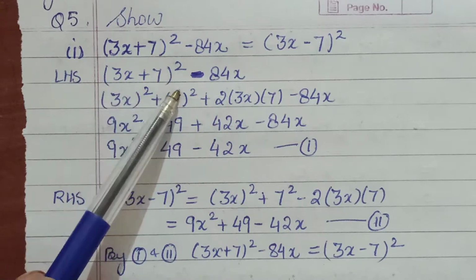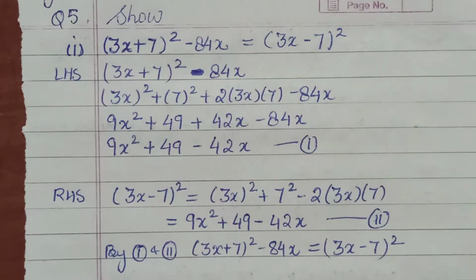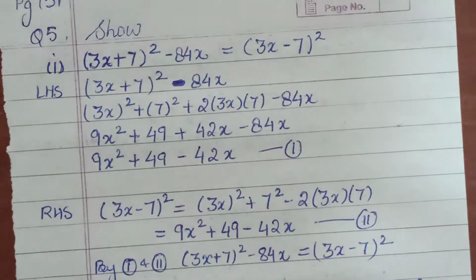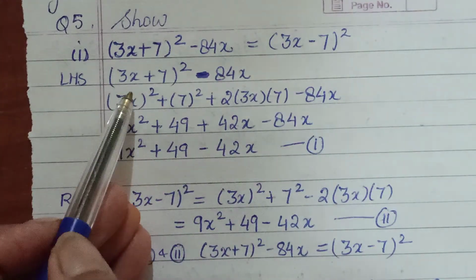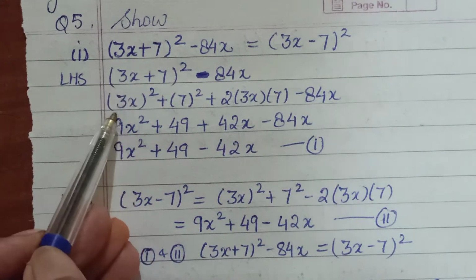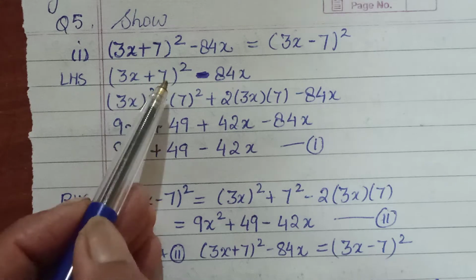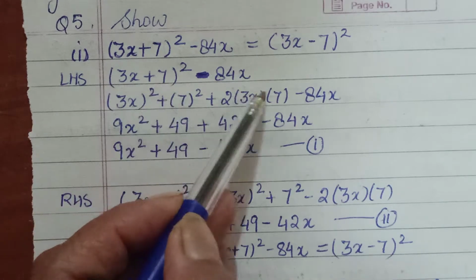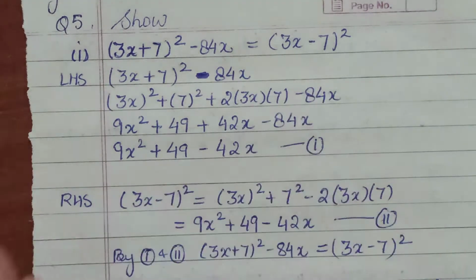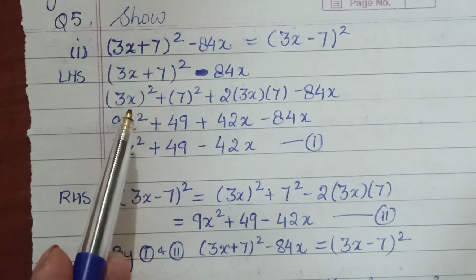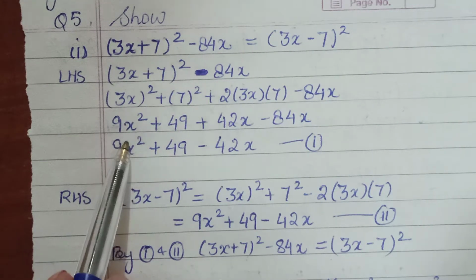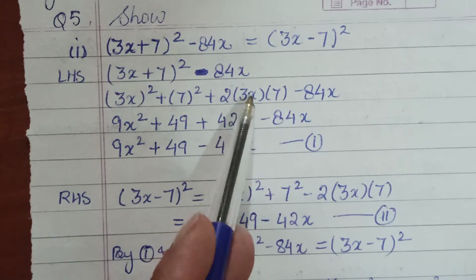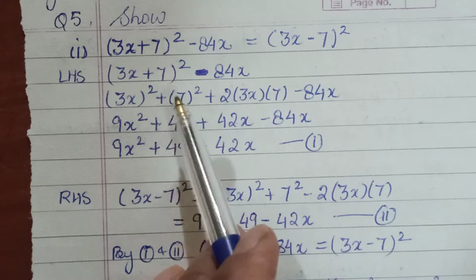So this portion, children, we will simplify using the identity a plus b whole square. I hope by now all of you have learned that and know how to apply it. So a square, whole square has to come, I told you earlier, plus b square, plus 2 into a into b. This minus 84x will be copied as it is right now. We'll simplify this. So 3 square becomes 9x square, 7 square is 49. Multiplying these, first the numbers, 3 2s are 6, 7s are 42x. Again minus 84x copied as it is.